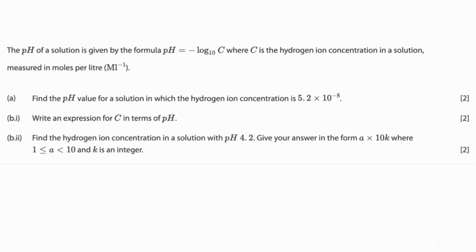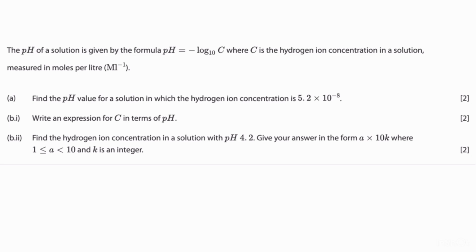Here's an example that is of the caliber of the questions from the IB exam. The pH of a solution is given by the formula pH equals negative log 10 C, where C is the hydrogen ion concentration in a solution measured in moles per liter. Find the pH value for a solution in which the hydrogen ion concentration is 5.2 times 10 to the negative 8. If this sounds really hard, you need to look past that. All you have to do for this problem is substitute and put this into your calculator. So it's actually a pretty easy question.